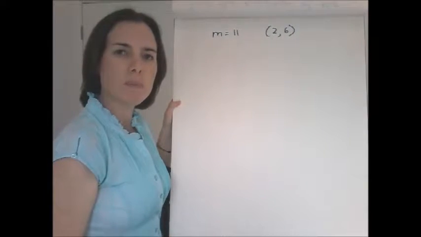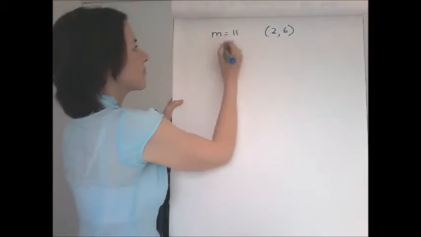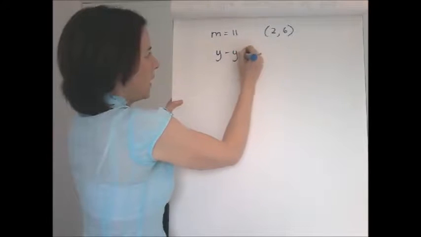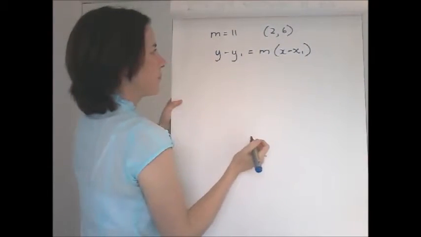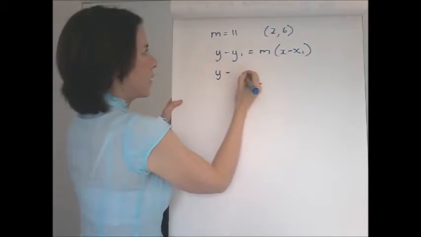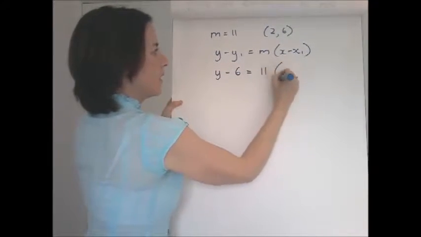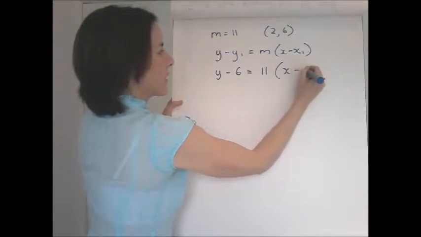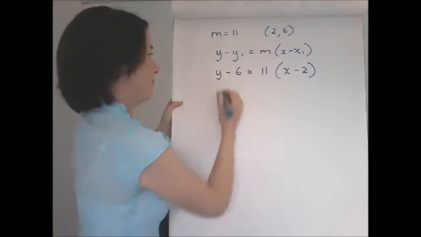So I'll use those two pieces of information to find the equation of the tangent. I'll go for y take y1 equals m by x take x1. Y take away the y value. Now the gradient is 11 and we have x take the x value. Expand the bracket.